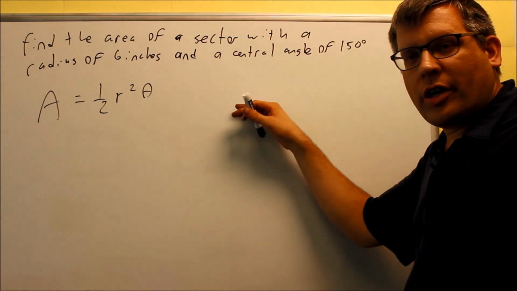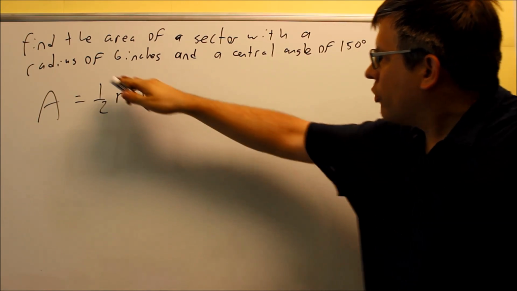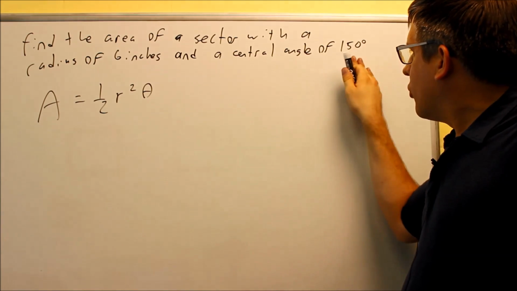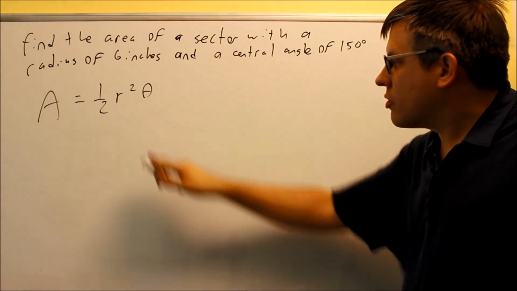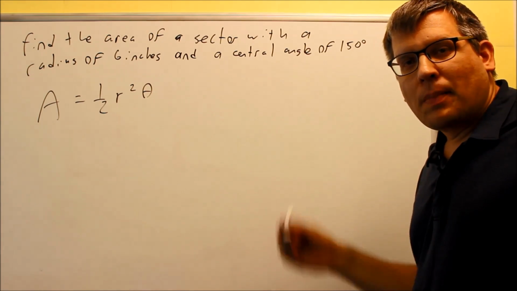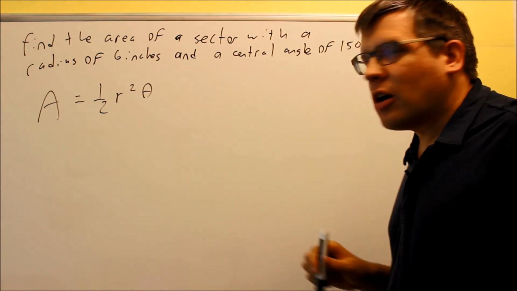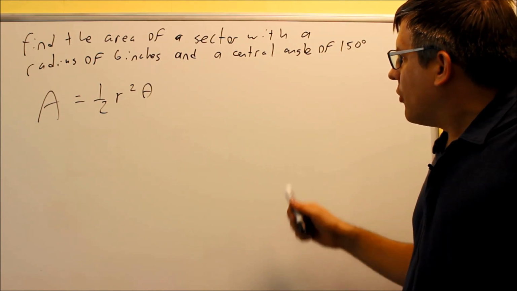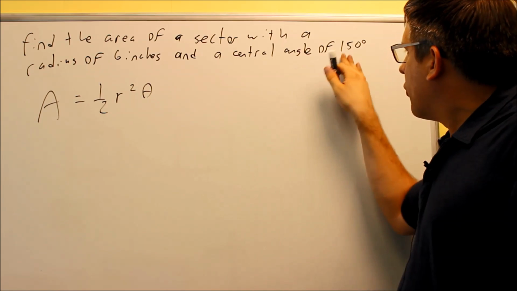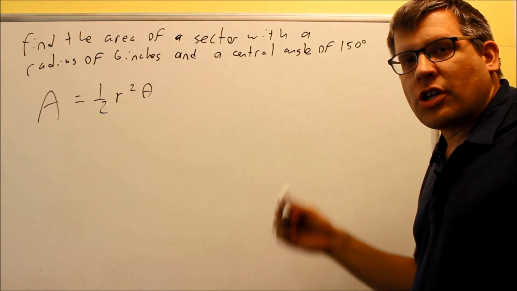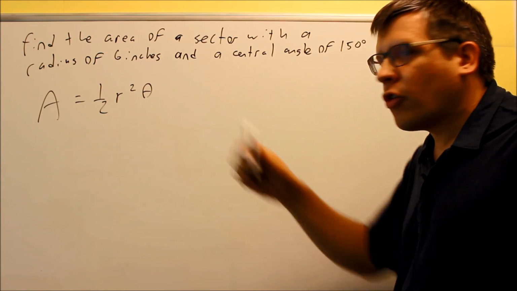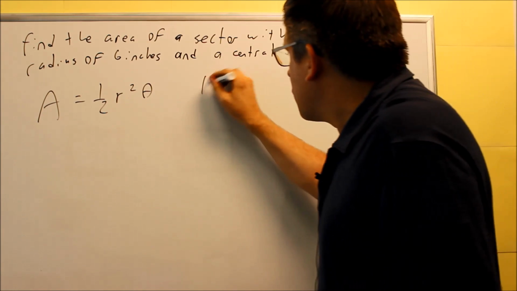Okay, another one, we'll do the area of a sector. We have a radius of 6 inches and a central angle of 150 degrees. We want to find the area of a sector, so here's the same formula we used before, 1/2 r squared theta. In order for you to use this formula, we first have to take 150 degrees and change it over into radians, because this formula only works with radians. That's what we'll do first.